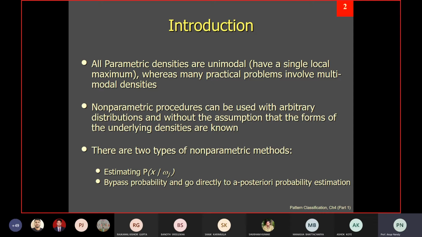Okay, so this is just to give you the idea of the method of estimating the density. Density is actually mass by volume, so from this concept we'll establish this formula. Now there are two different types of non-parametric methods. We'll see that the first one follows some procedures for estimating the density function, that is, small p(x given wi).